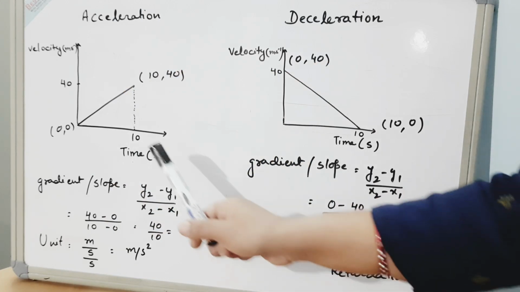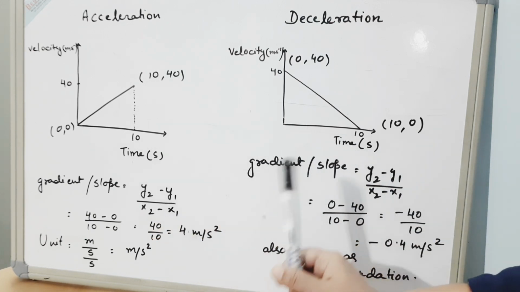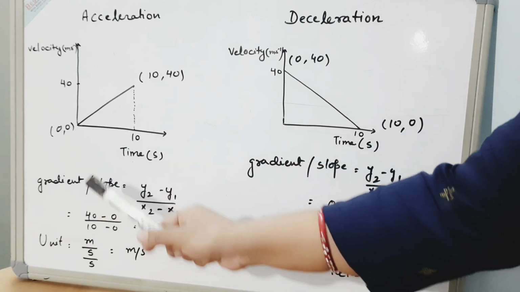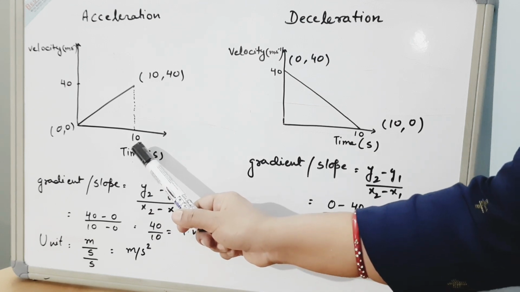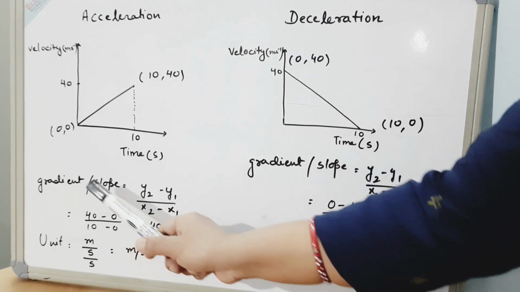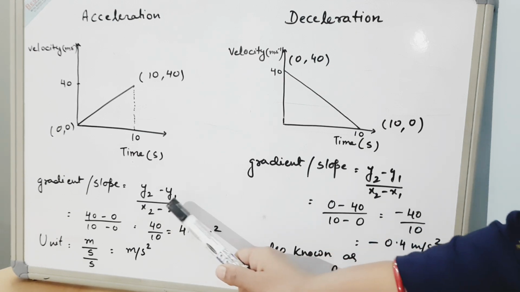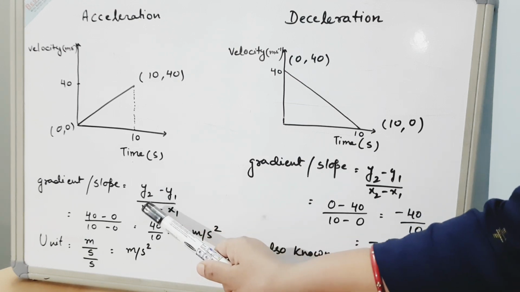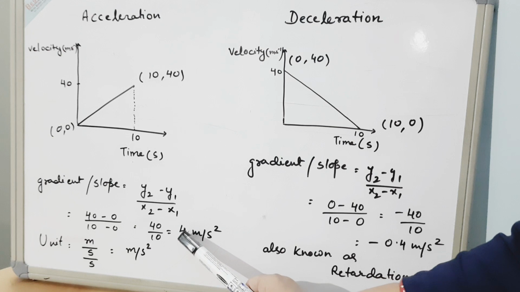Now we will understand acceleration and deceleration with the help of these two graphs. In the first case, we can assume that an object starts from rest and reaches a velocity of 40 meter per second in 10 seconds. Now when we calculate the gradient of this graph, it will be y2 minus y1 by x2 minus x1. This is the formula for a gradient. After putting in the values, we get the answer 4.